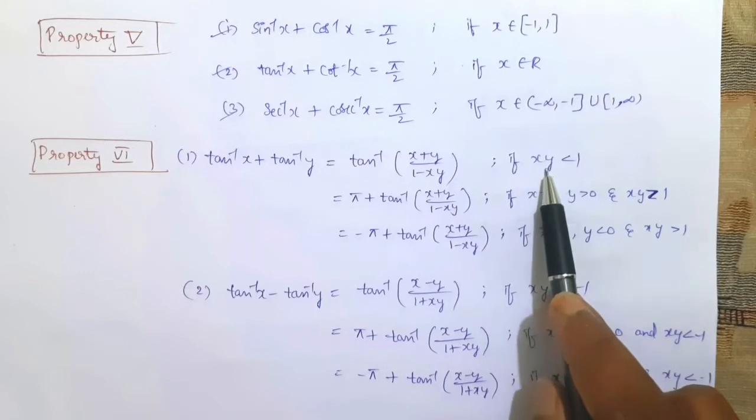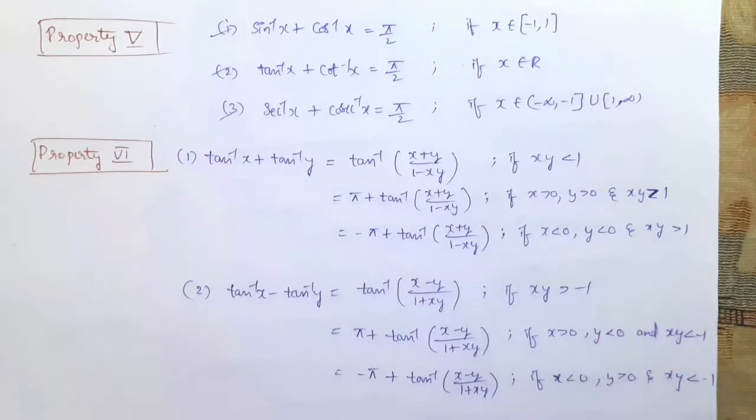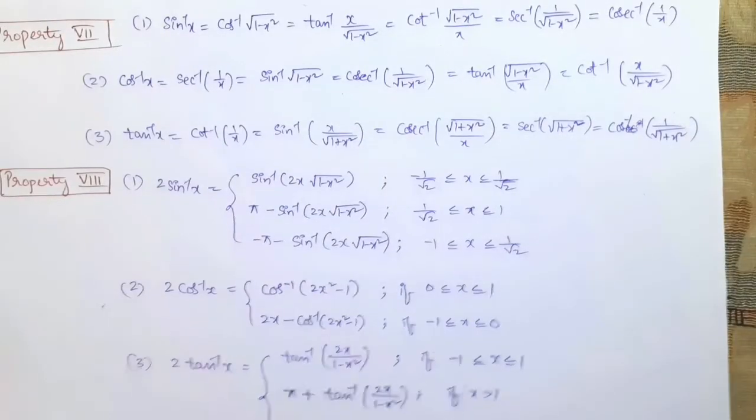This is the condition when xy is less than 1, nothing but the product of x and y is less than 1. And the other condition is when the product of x and y is greater than minus 1. Next, property 7.